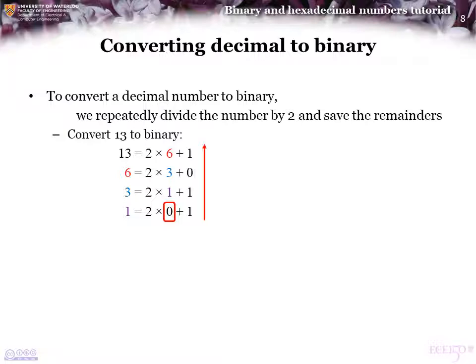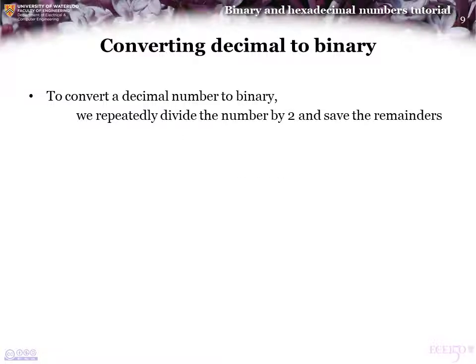We will now read the digits from bottom to top. So we'll write down 1, 1, 0, 1, and we'll prefix it by 0b to indicate that this is a binary number. So 13 in binary is 1101. All right, let's convert 1970 to binary.